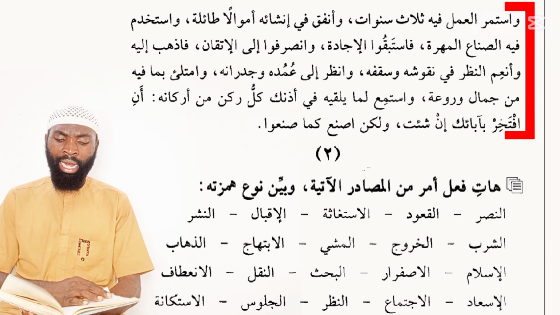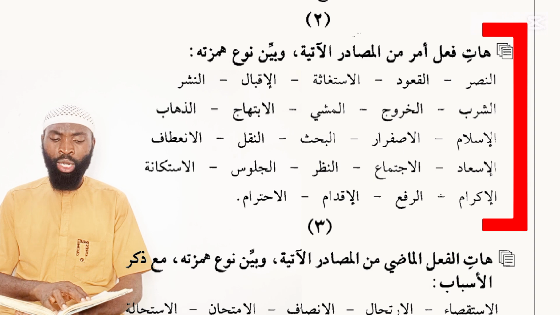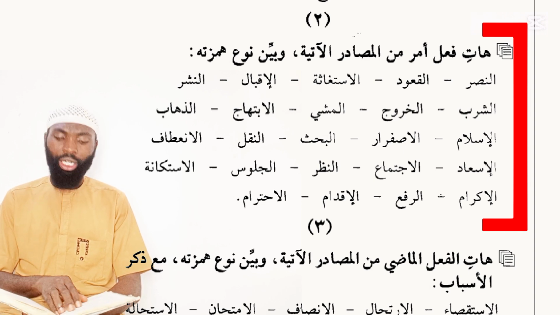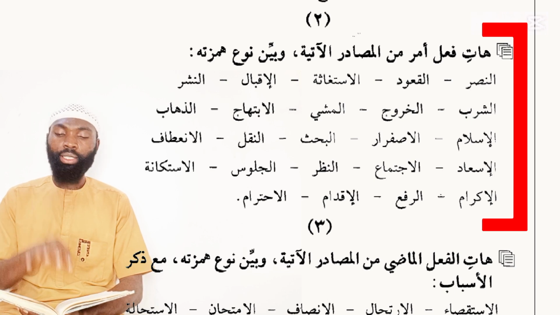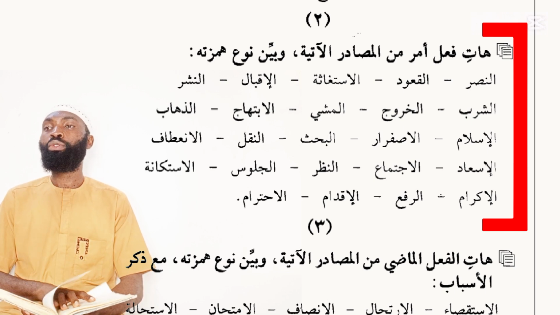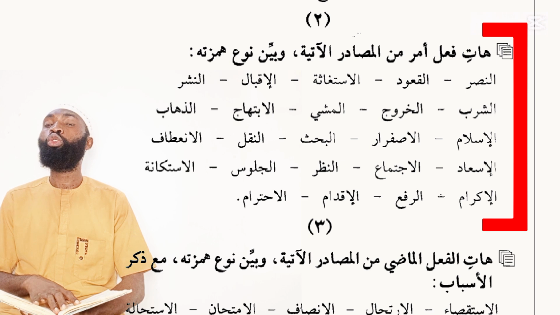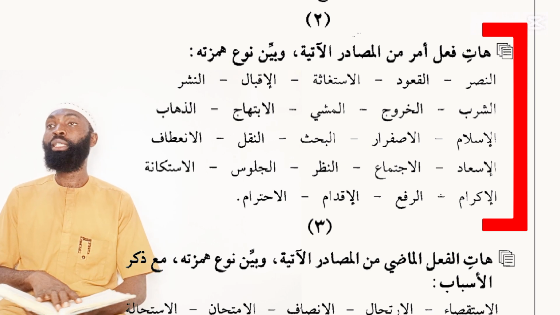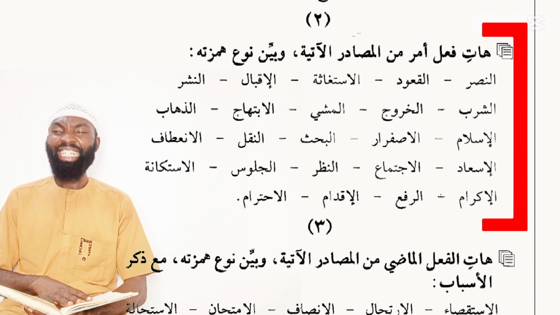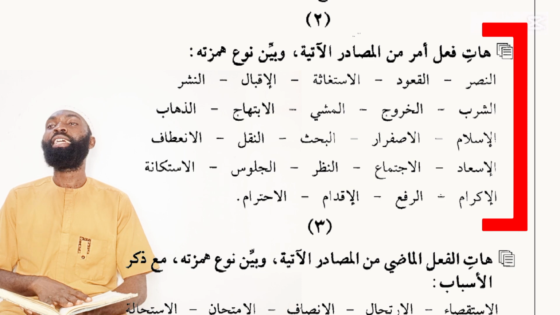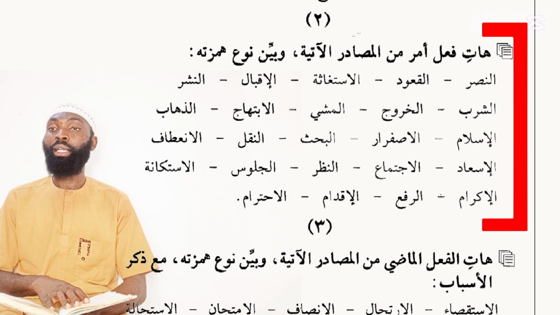Tamrin al-thani, you have hati fi'la amri min al-masdar al-atiya wa bayyin hamzatihi. You are to bring the commands of the following verbal nouns and explain what is the type of hamza. The word an-nasru is from the word unsur. So unsur, the hamza is what? Hamzatul wasl, because it is gotten from the thulathi verb. Al-qu'ud, uq'ud, the same thing.